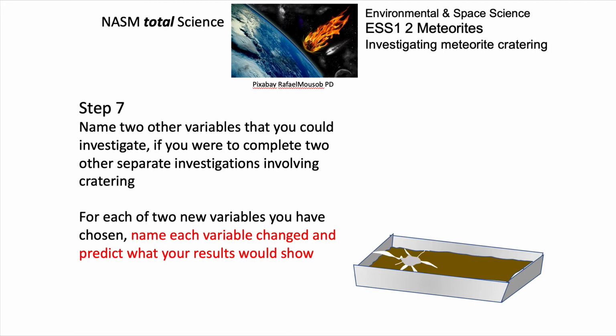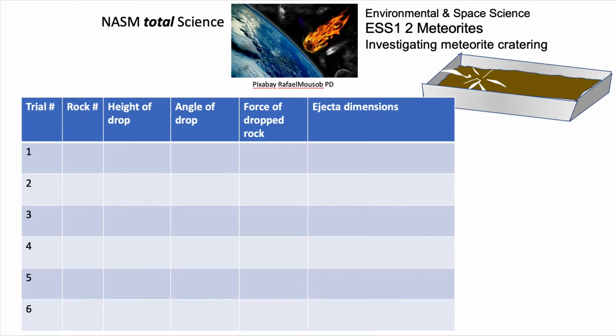Now, name 2 other variables that you could investigate if you were going to complete 2 more sets of trials. Now, for each of those 2 new variables, you can obviously do the experiment, but you can also just name the variable and predict what you think your results would show. And here is a possible data table just to check what you've done.